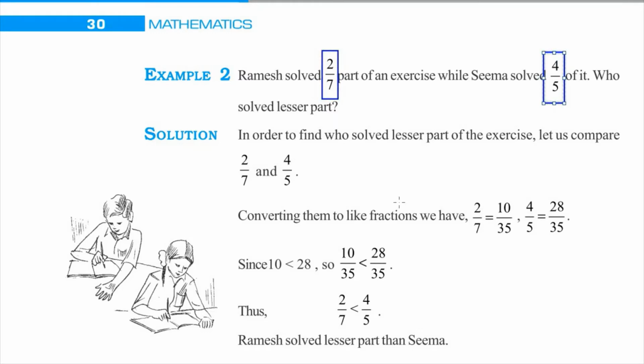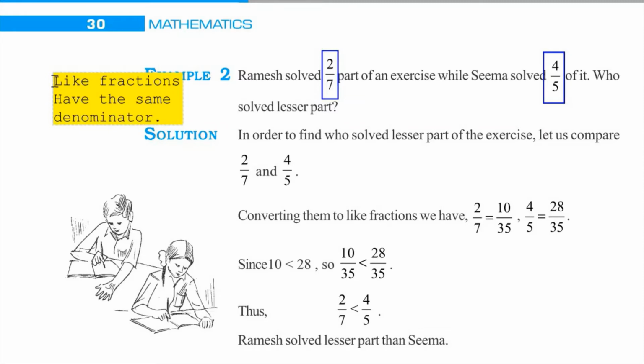If you just recall from your previous classes, an easy way to compare fractions is to simplify them to form like fractions. So we need to change these two fractions to form like fractions. Like fractions are those which have the same denominator. So these fractions have the same denominator.